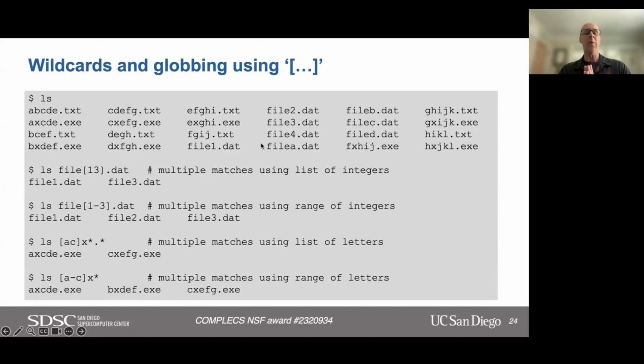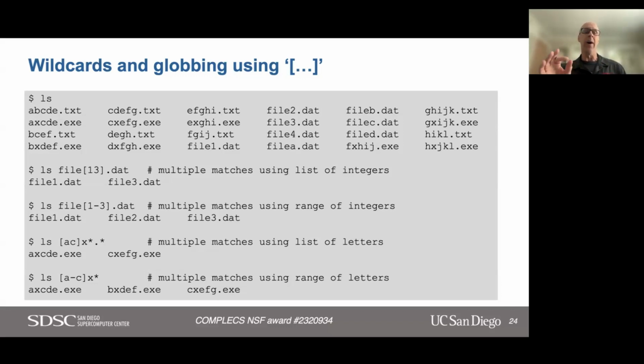But yes, you can use it there, and you can also use it in many other Linux commands. Right, and we can also implement wildcards and globbing using the square braces. In this case, we're going to look at 4 different examples. Again, starting off with the same collection of 24 files in our directory. Let's say that we wanted to list all of the files that were of the form file, followed by the numbers 1 or 3, followed by dot dat.